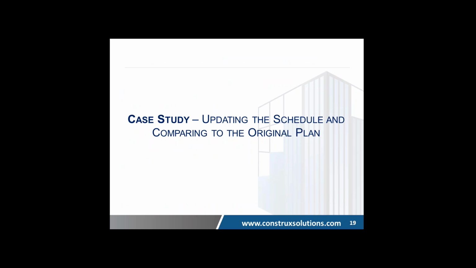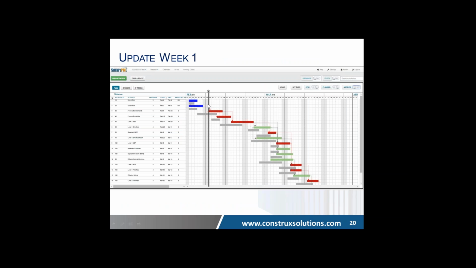I have a little case study here, updating the schedule and comparing it to the original plan. This is something that I recommend people do often. Generally speaking, by doing this, you can start to understand delay issues. Here's an original plan that I've updated 1 week. I can see the baseline below it. This is actually in our software, Smart PM and Free CPM. But I can see what our plan is, and I can see what's actually happening. And I can see what the critical path is.